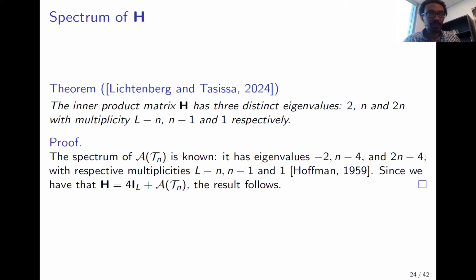Okay. Now you might say, why is this formulation useful? These graphs have been quite studied, so we can automatically get the spectrum of this H matrix quite easily. Basically, the inner product matrix has these 3 distinct eigenvalues with this multiplicity. And this is a classic result due to Hoffman, which characterizes the spectrum of the adjacency matrix of these triangular graphs.